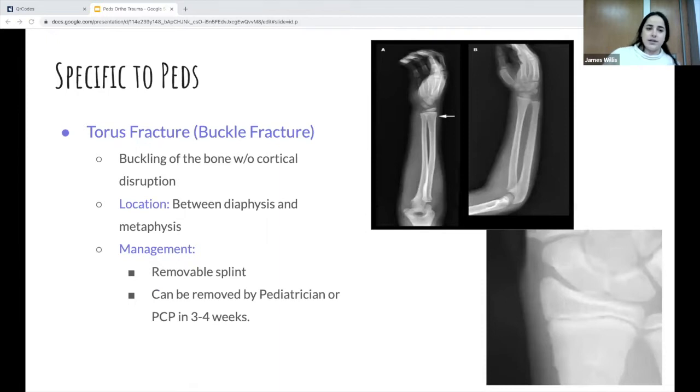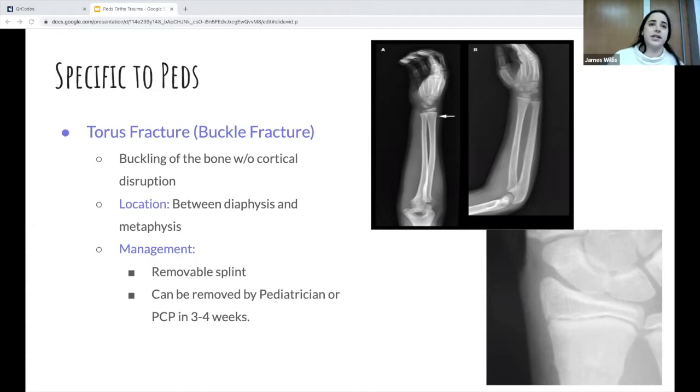Toddler's fracture is another one that's specific to pediatric patients. It's also known as the buckle fracture. This is basically a buckling of the bone without any cortical disruption. Usually it happens between the diaphysis and metaphysis of the bone. This one is the most benign of the fractures, and it's usually missed on initial x-rays. As Rosie said earlier, the patient will have point tenderness.